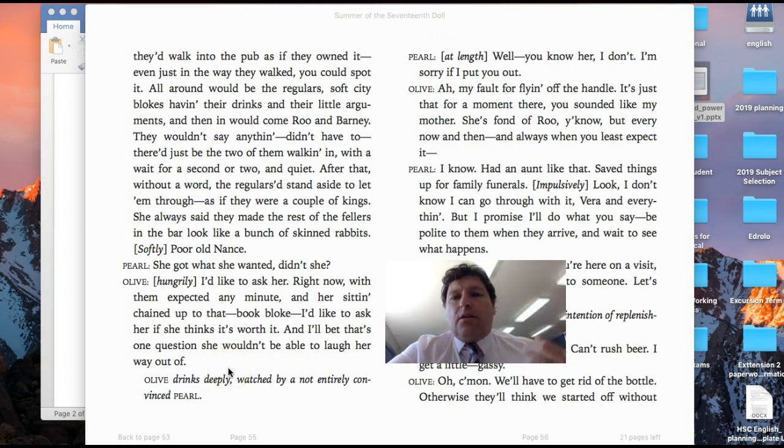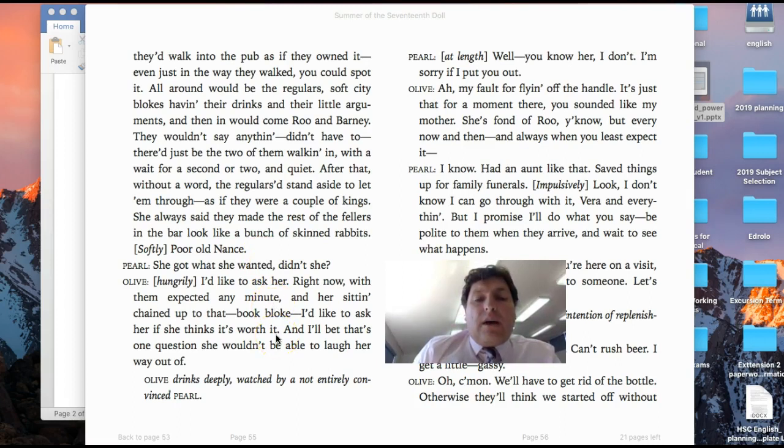As the scene goes on, we see the attraction that Olive has to these men and the language that surrounds it, okay? All around the world, all around would be the regulars, soft city blokes having their drinks and their little arguments, and then in would come Roo and Barney. They wouldn't say anything, didn't have to. They'd be just the two of them walking in, wait for a second or two and be quiet. And after that, without a word, the regulars would stand aside and let them through as if they were a couple of kings. She always said they made the rest of the fellas in the bar look like a bunch of skinned rabbits.